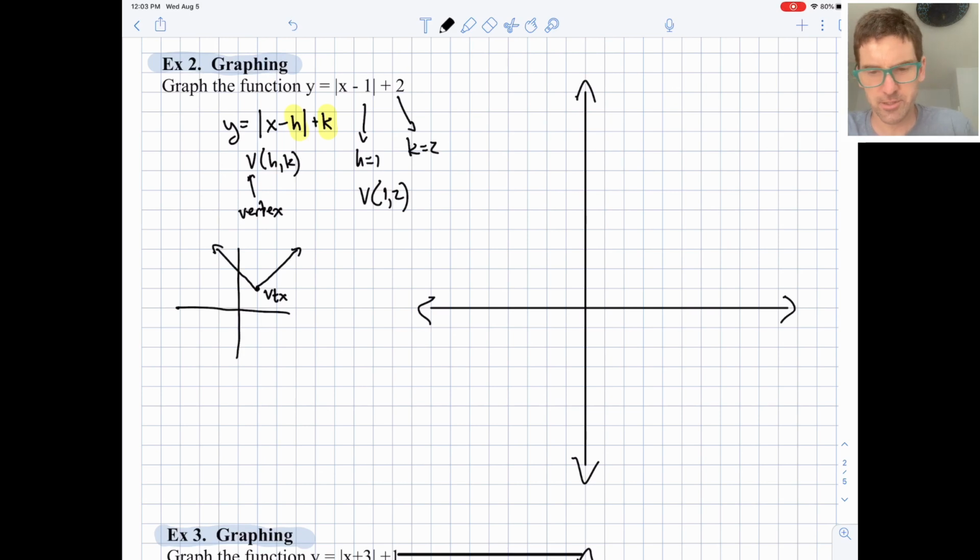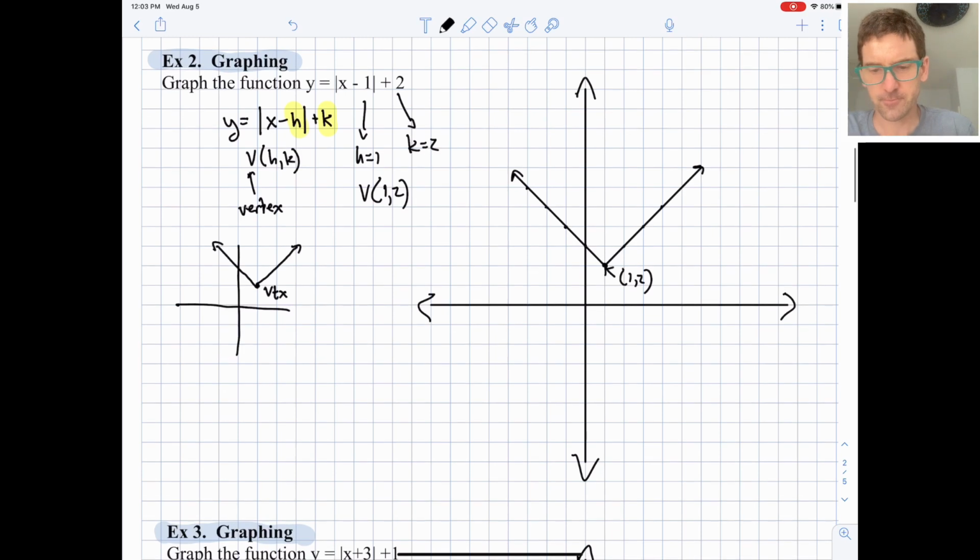So over 1 up 2 is our vertex. And then our slope is up 1 over 1, up 1 over 1, up 1 over 1, or up 1 over 1 in the other direction. And we can really just draw in a ray here, and we get our nice absolute value function, and this is 1, 2. Okay, so there's the graph of that function that we were dealt right there.